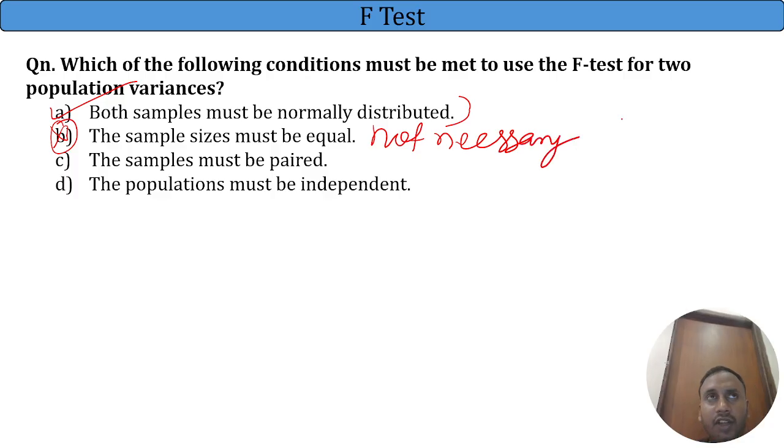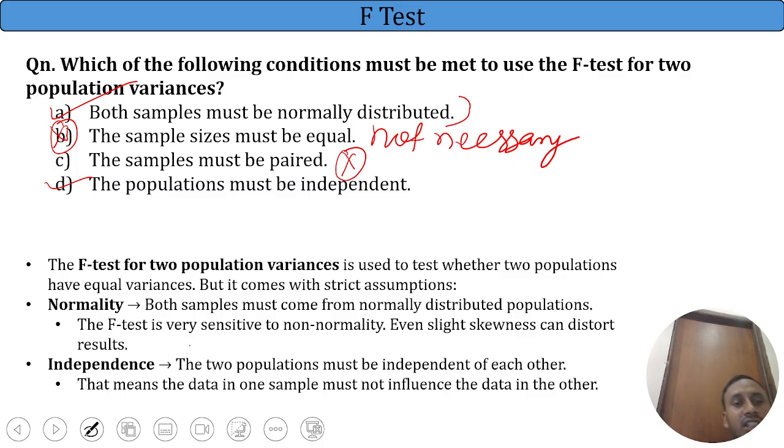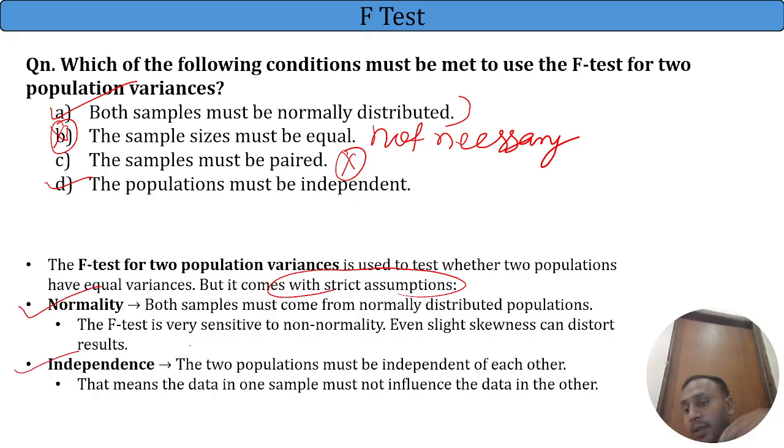No, because we are not doing the paired t-test. We are taking samples and comparing variances, so it can't be the paired case. That's also not correct; that is actually for the paired t-test. The populations must be independent, but that is not strictly necessary either. The F test for two population variances is used to check whether two populations have equal variance, but it comes with strict assumptions: normality and independence.